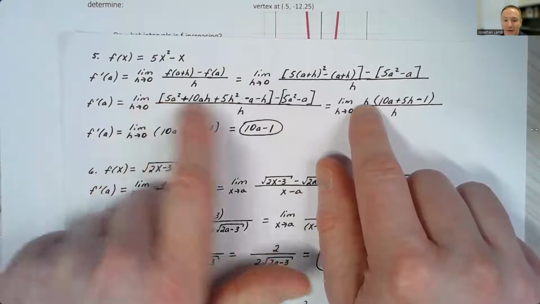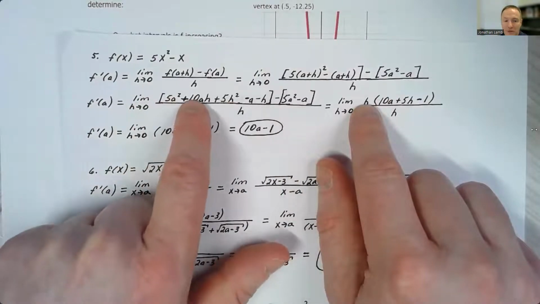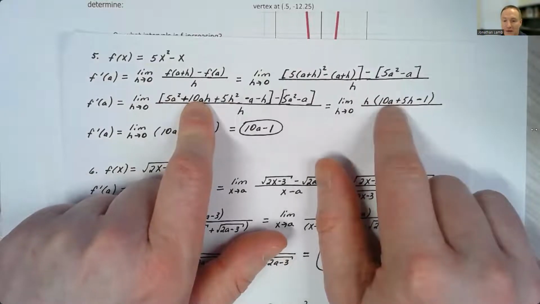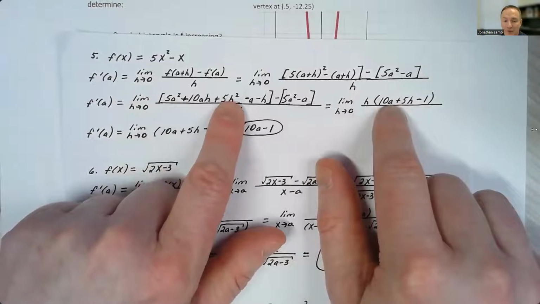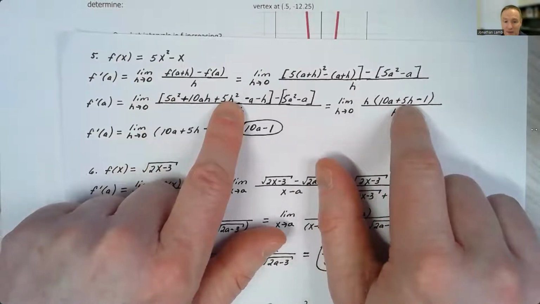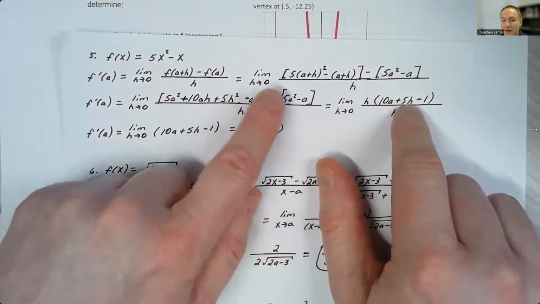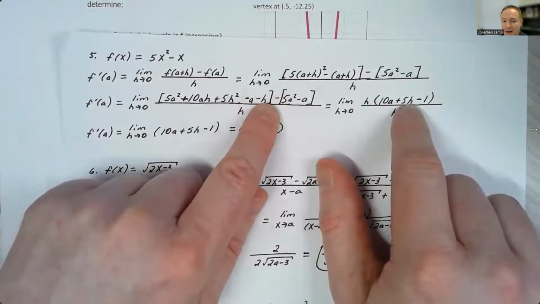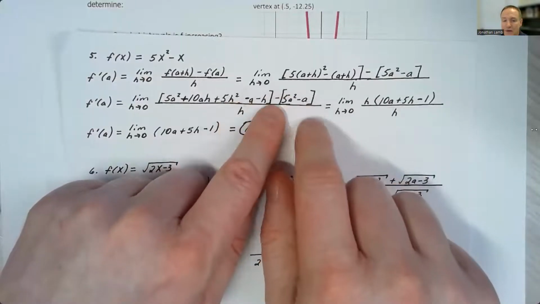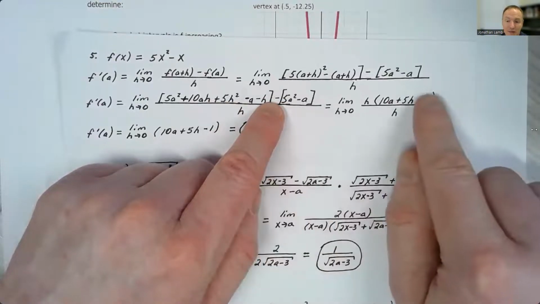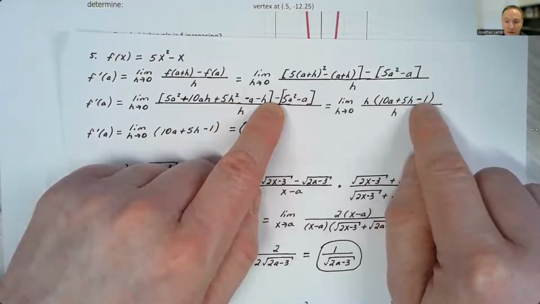Okay, 5a squared canceled. My first term that didn't cancel was the 10ah. Factor an h out of that, you have 10a. My next term, 5h squared. Factor an h out, you'll have plus 5h. Now, please be careful with the next term. This minus h did not cancel. The minus a did, of course. This minus h did not cancel, but you factor an h out of it. H divided by h still leaves you a minus 1 that must be put.